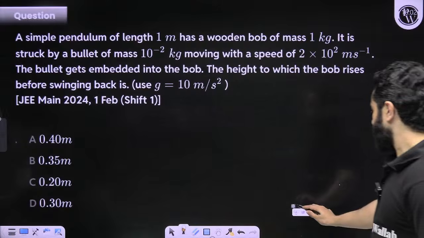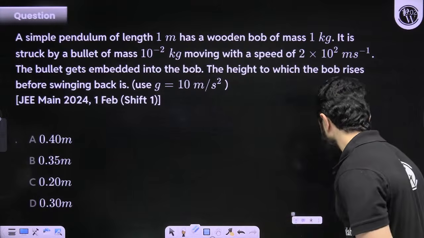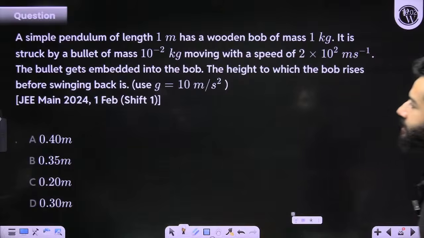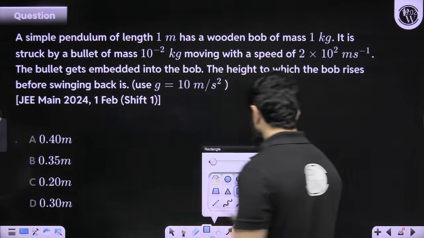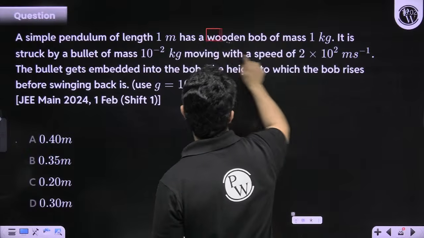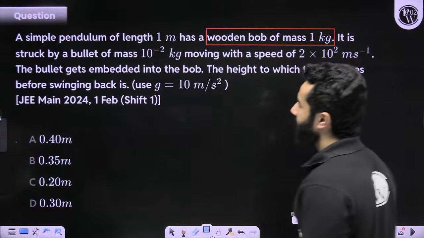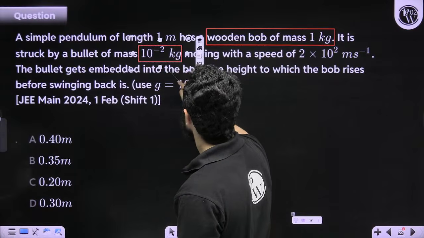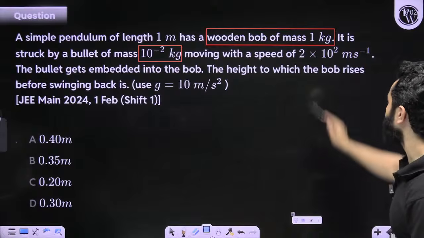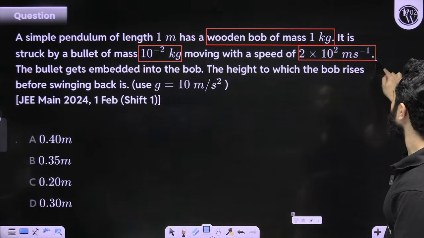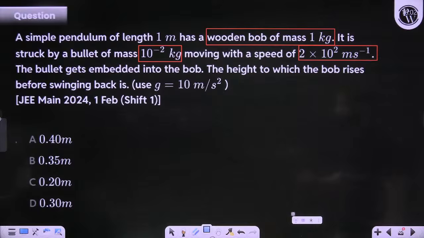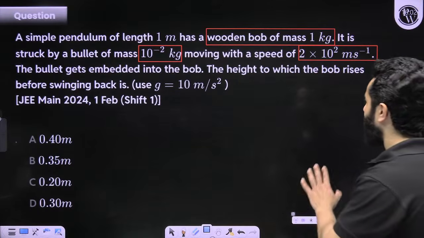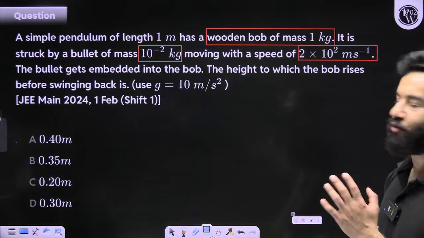Let's see this question. Conservation of mechanical energy. Question is saying a simple pendulum of length 1 meter has a wooden bob of mass 1 kg. It is struck by a bullet of mass 10 to the power minus 2 kg moving with a speed of 2 into 10 to the power minus 2 meter per second. The bullet gets embedded into the bob, the height to which the bob rises before its swinging back is.